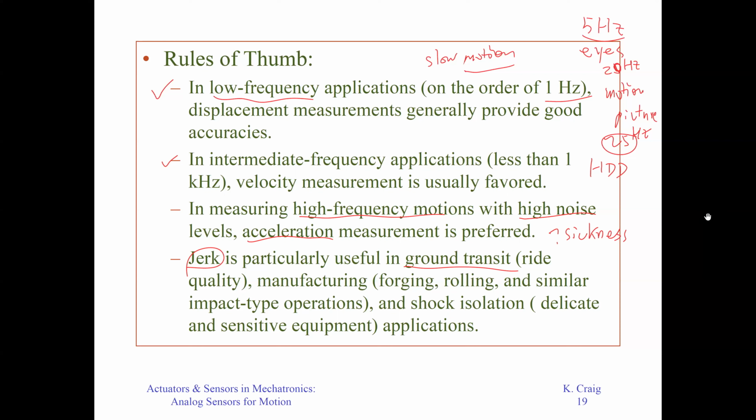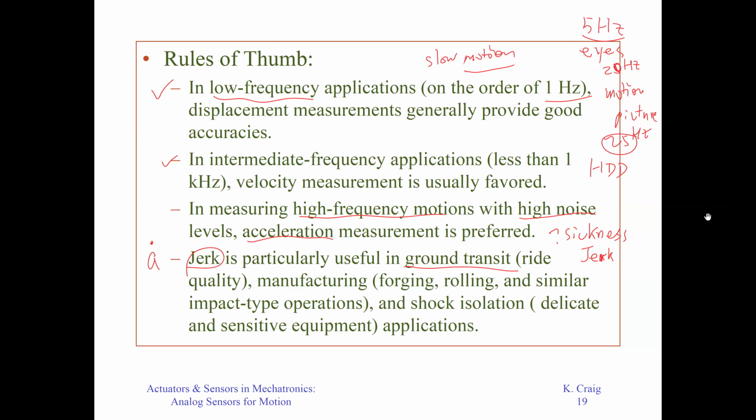And I learned that I think the motion sickness is because of the jerk. The jerk makes you feel dizzy and feel sick, want to vomit. That's due to the A dot, okay? Due to the A dot.